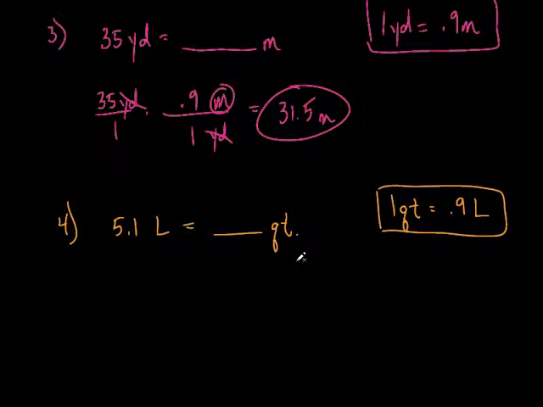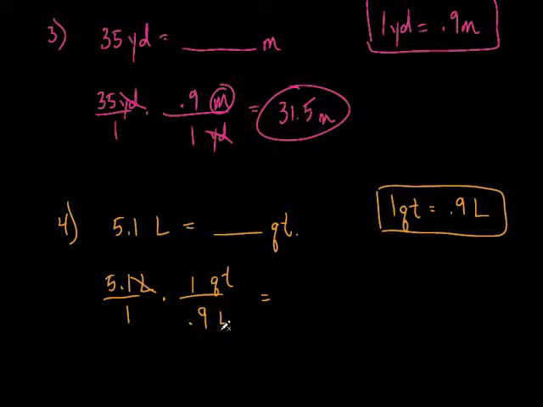Now we're going to use that to do this. Same type of problem we've done 3 times already. So it's 5.1 liters, put that over 1, times, now liters is on the top, liters is on the bottom. And we're changing it to quarts, so I'm going to put quarts on top. Now you look over here, what number goes with what? 1 goes with the quart, and then the 0.9 goes with the liters.